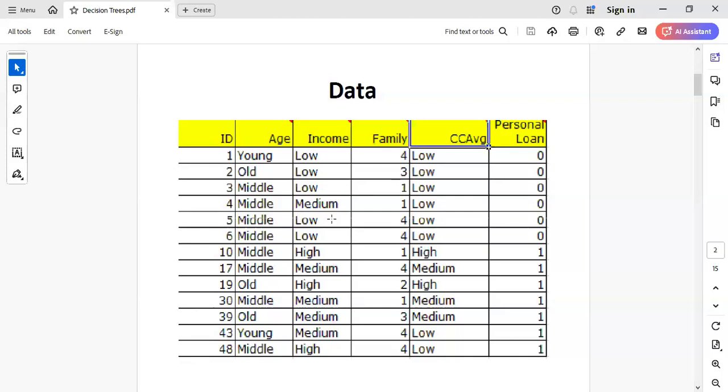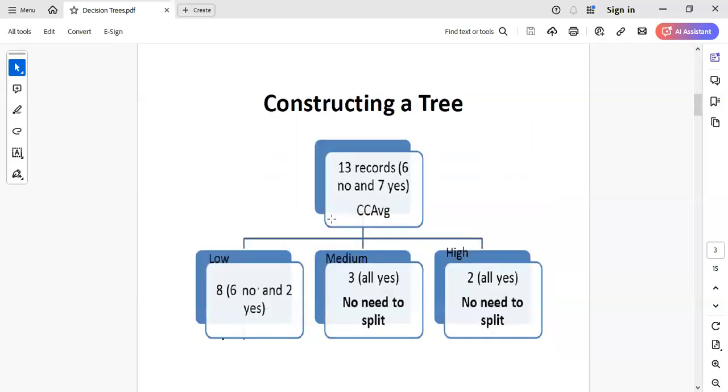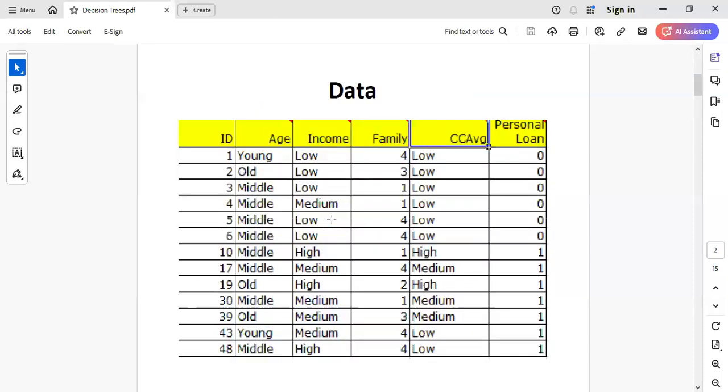Now let us see how a tree is formed. It requires a little bit of attention, so please concentrate. Let us go to the next slide. Constructing a tree. Suppose we are not concerned about the dependent attribute, that is personal loan. We will only start from ID, age, income, family, and credit card average.